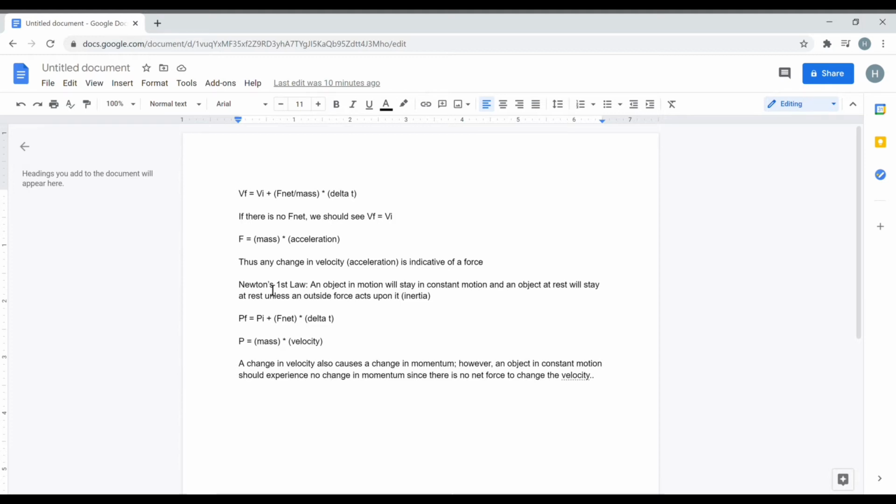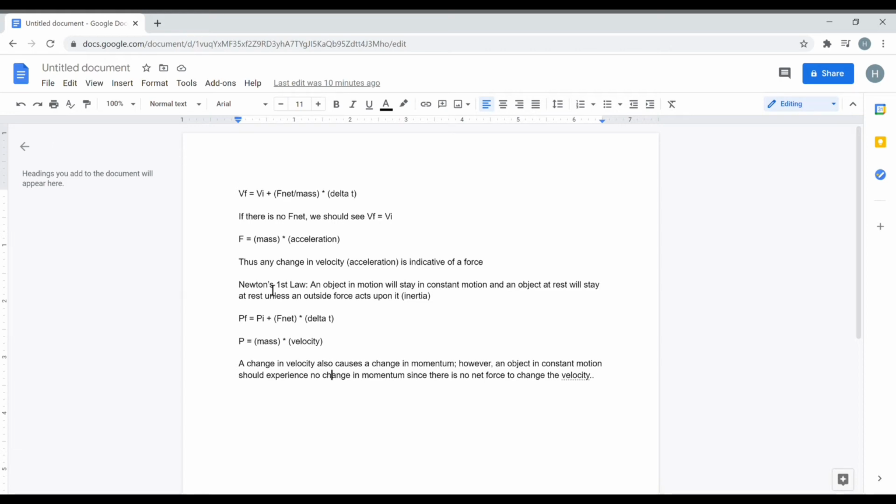Since there is no change in velocity, we can see that F net must be 0, because Vf is equal to Vi. Force is equal to mass times acceleration, and acceleration is a way to represent the change in velocity. Thus, if there was a change in velocity, that means there is some acceleration, and that's indicative of a force being applied to the object. However, since there was no acceleration, we can also see there's no force.